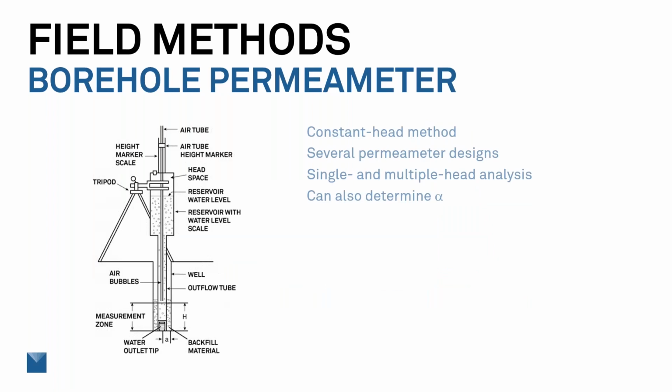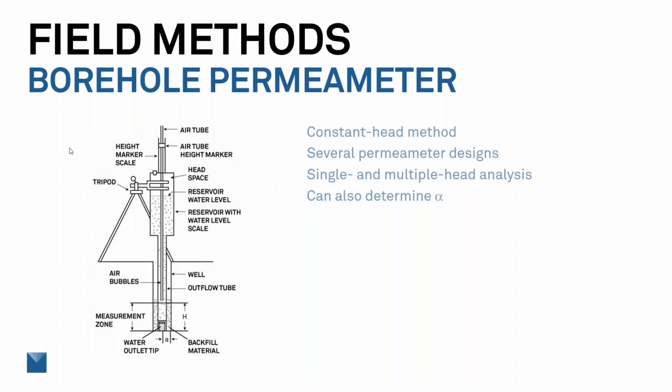So another common approach in the field used for measuring hydraulic conductivity is the borehole permeameter. What this involves is augering a hole to your desired depth and using a device like this to maintain a constant head of water inside of that borehole. And then we're measuring that infiltration as the water is entering the borehole and going into the soil.